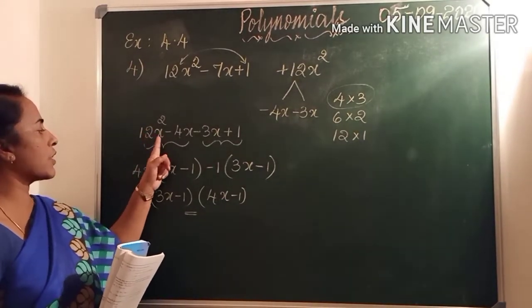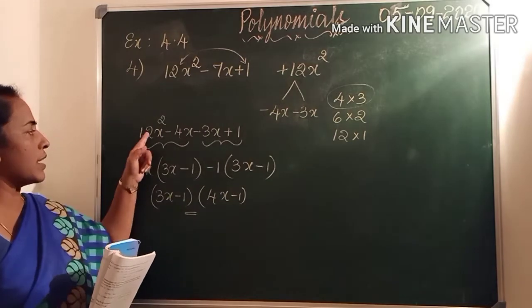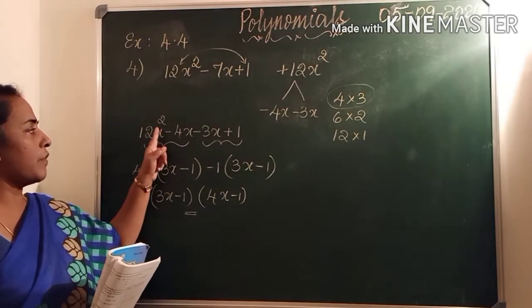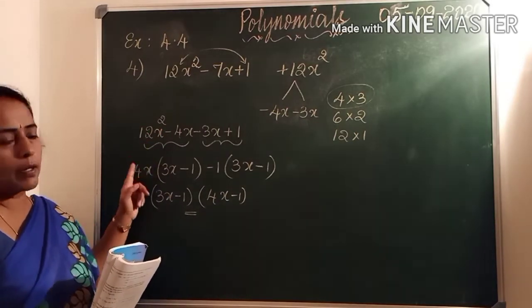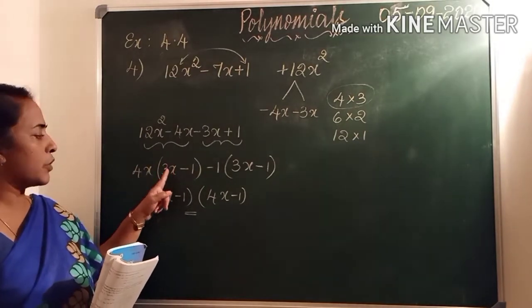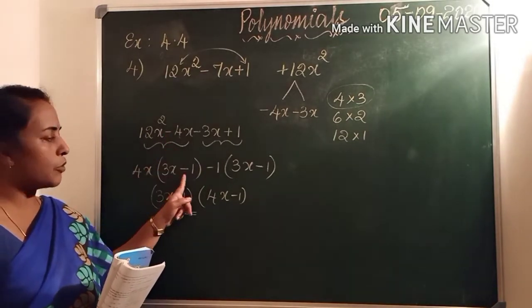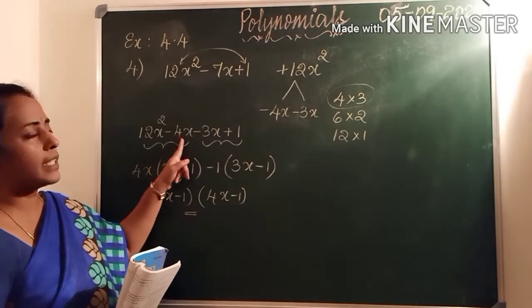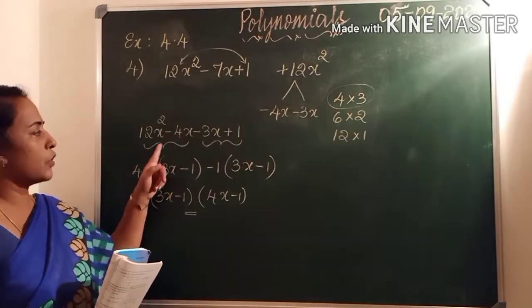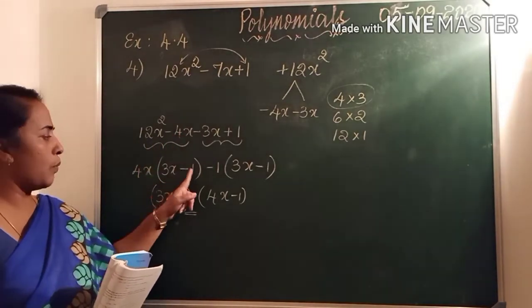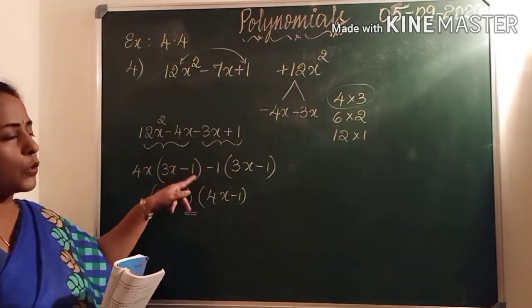So divide 12x square by 4x, what you will get? 4 1s are 4, 4 3s are 12. So if you divide x square by x, x will be cancelled, 1x will be left over. So write that here. Now write down minus. Now divide the second term by the common factor. So 4x will be cancelled one time. So write 1 here. Close the bracket.